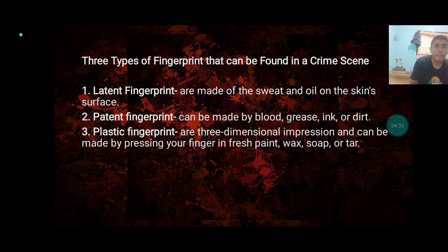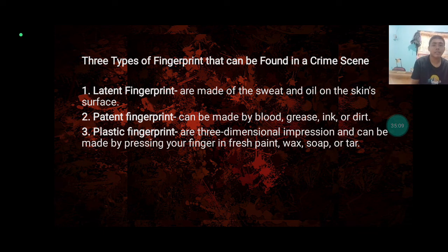So there are three types of fingerprints that can be found at a crime scene. Latent fingerprints are made of sweat and oil from the skin surface. This type of fingerprint is invisible to the naked eye and requires additional processing in order to be seen. This processing includes basic powder techniques or the use of chemicals.